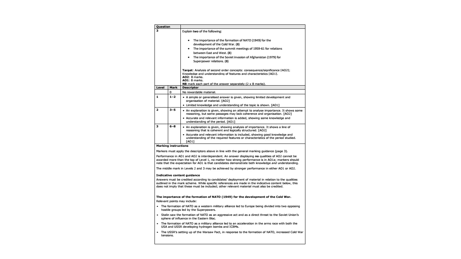Now, this question is very much like question 1. You have to explain 2, but whereas in question 1 it was explain 2 consequences of, in this you're already given the consequence. So explain the importance of the formation of NATO in the consequence of superpower relations. What did the formation of NATO do for developing the Cold War? Did it make things better? Did it make things worse? What happened? How? Why?